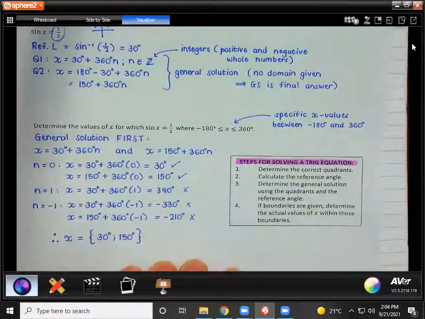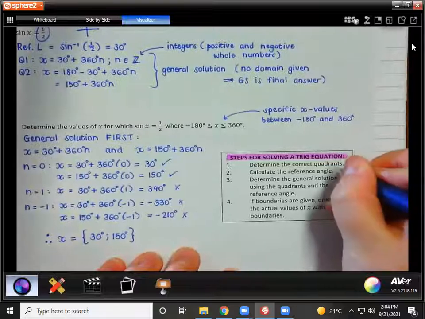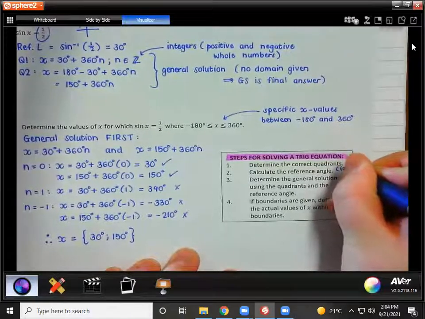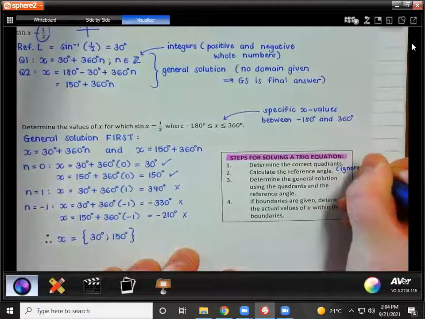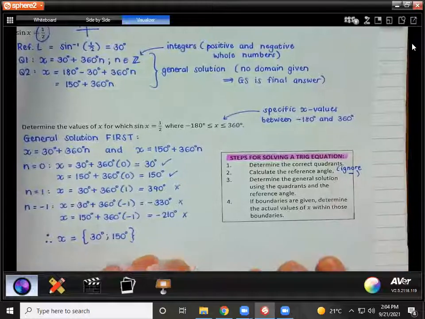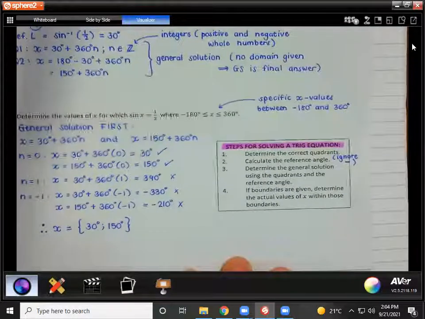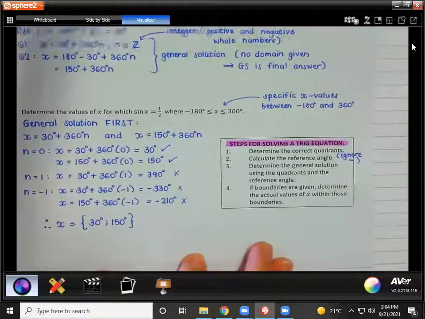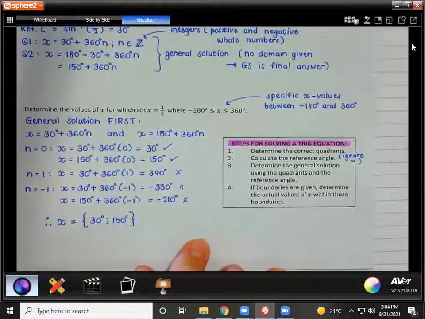So just add there: ignore minus. Okay, we are going to look at some examples, but when you're finding the reference angle, you always ignore the minus.